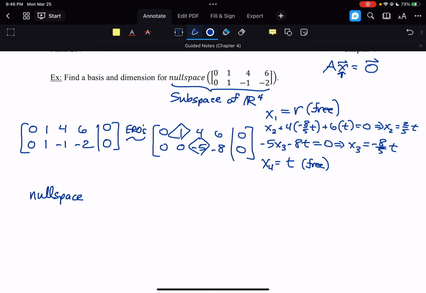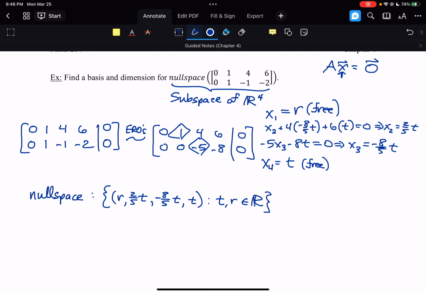So our null space is going to be the set that has the following form. So first component r, second is 2/5 t, third is negative 8/5 t, fourth component is t, such that t and r are both real numbers.